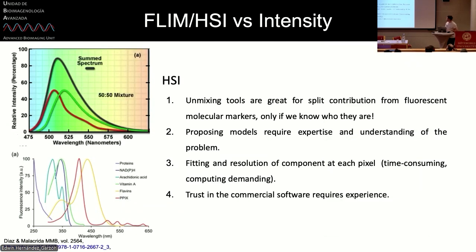For spectral, it has some similar problems. Unmixing tools are great for splitting fluorescent molecule markers. I mean, you can do unmixing with linear unmixing, but only if you know what you have in your sample. You have to know that a priori. Proposing models requires expertise and understanding of the problem. I mean, biologically, you have to have an idea of what is going on in the sample to apply that unmixing, to have the models for that. Fitting and resolution component at each pixel can also be time-consuming and computationally consuming.